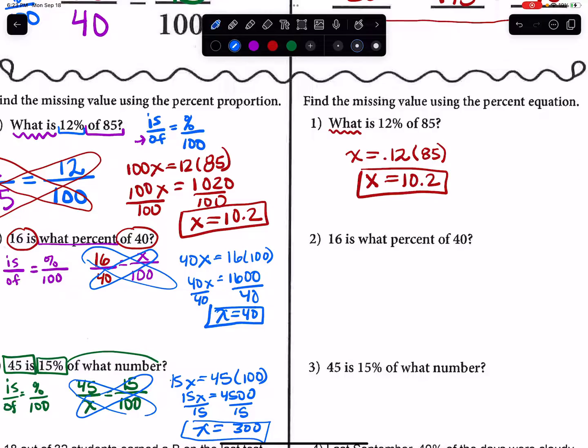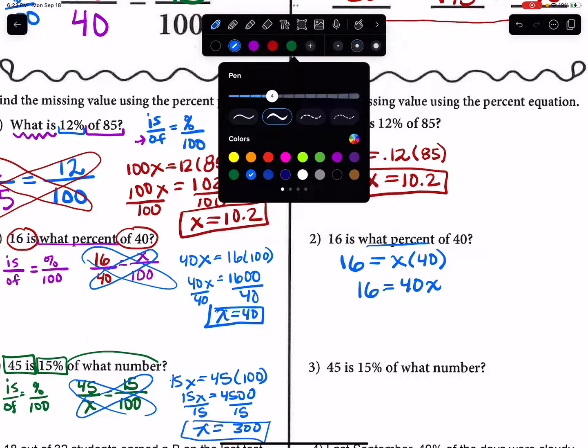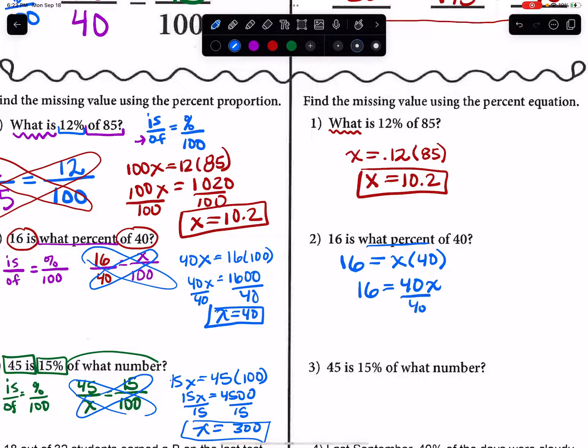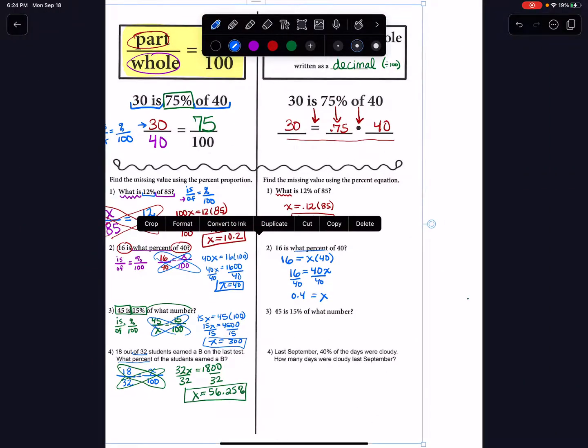Translating this into an equation. 16 is an equal sign. What percent means X, any variable you want, right? Times, of means times 40. I might rewrite this with the 40 in front of the X. It just looks better. And then since X is being multiplied by 40, the opposite is to divide by 40. So in my calculator, I'm going to do 16 divided by 40. And I got 0.4.